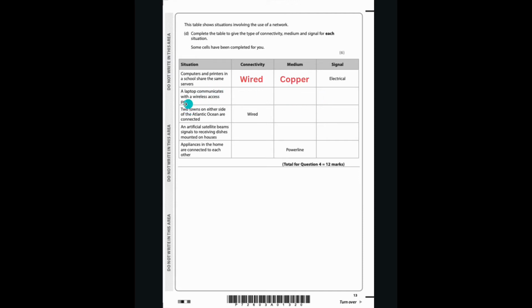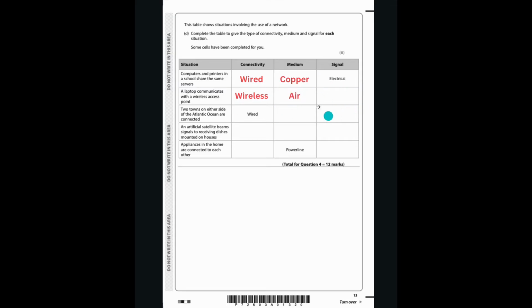A laptop communicates with a wireless access point. That means they have already mentioned it is wireless. So what will be the answer? Wireless. And how does wireless provide the medium? There is no medium, right? Wireless passes the data by using air.